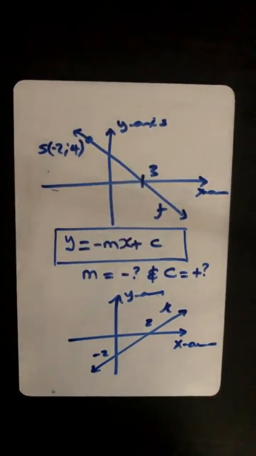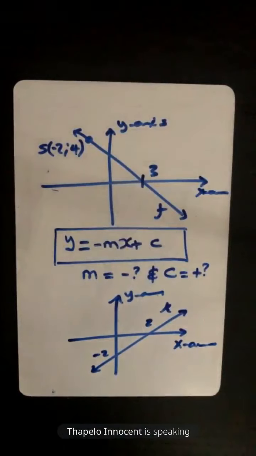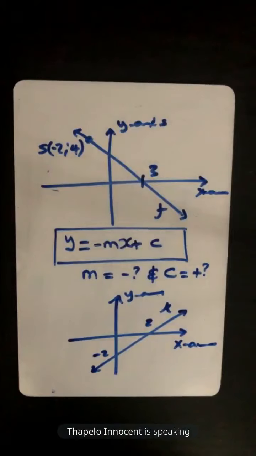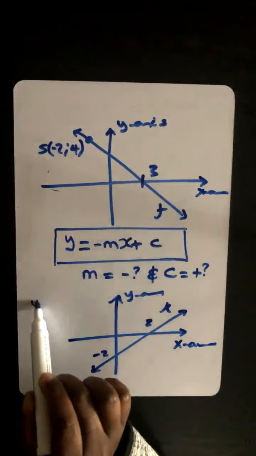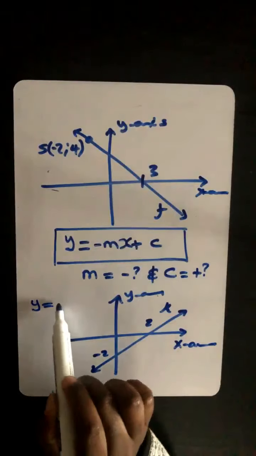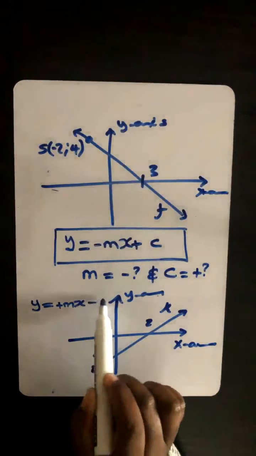So we're going to have a positive gradient, and the C value is going to be negative because it's below the origin. Yeah, it's below the x-axis. Okay, 100%. So that means generally we are going to have y equals, you said positive m, isn't it? So it's going to be positive mx, and you said the c value is negative, so that means we're going to have a negative c value.